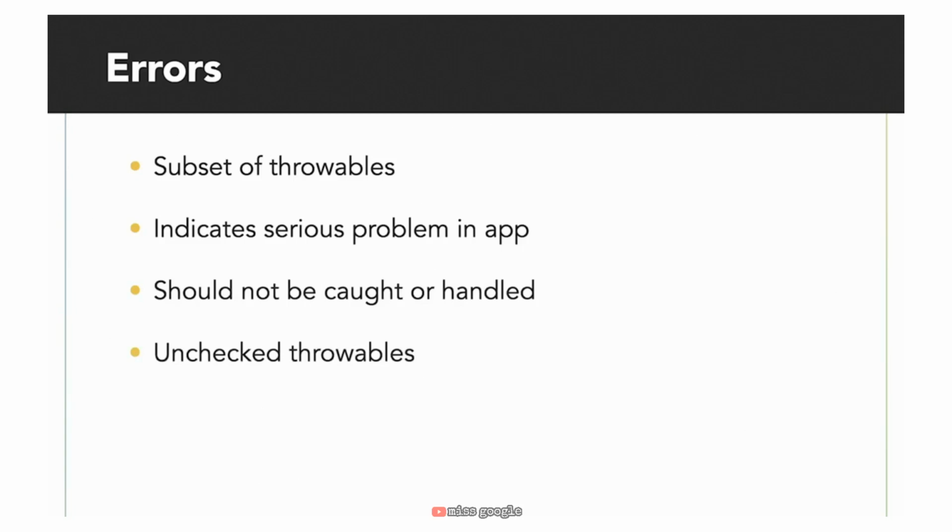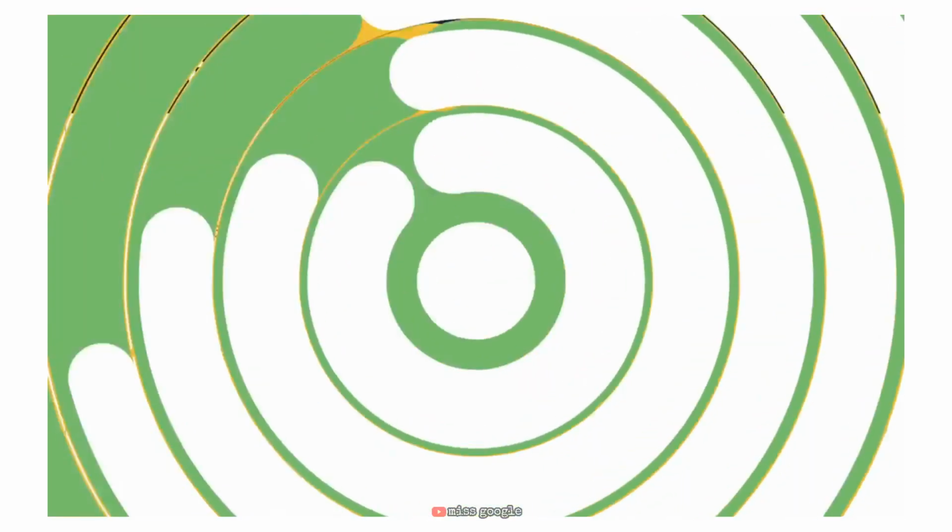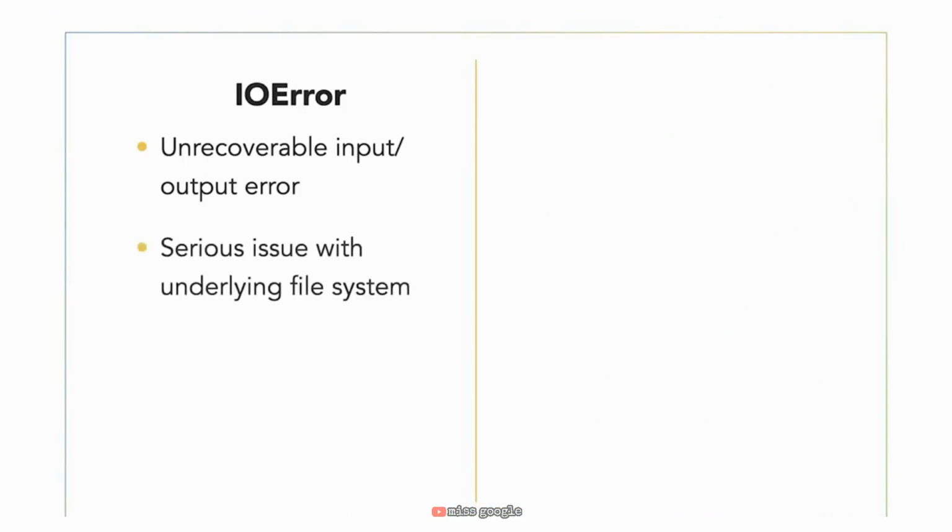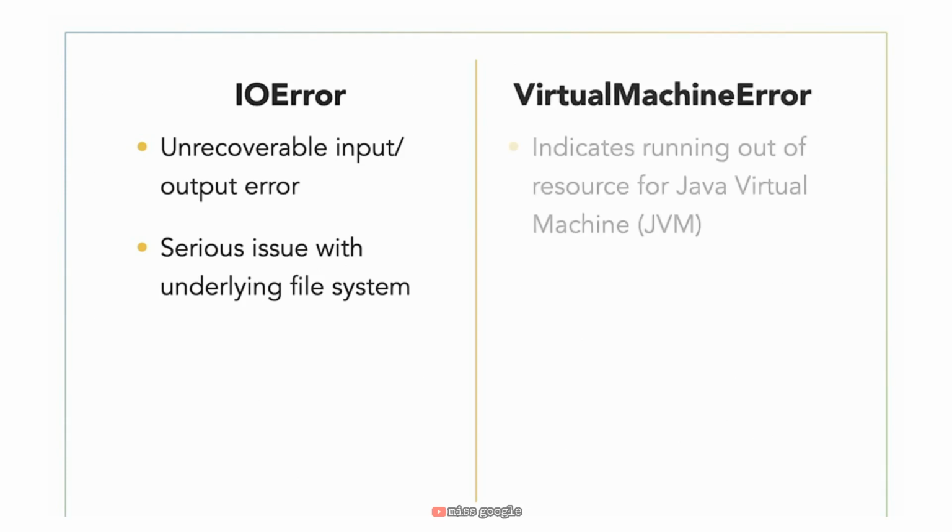Though there are a number of errors, I want to highlight two common errors: the IO error and the virtual machine error. IO error is thrown when there is an unrecoverable error with IO, or input-output. It is thrown when it is best to terminate the program rather than attempt to handle the exception. Another common error is the virtual machine error to indicate an issue with the Java virtual machine, or JVM, running out of resources it needs to continue working.